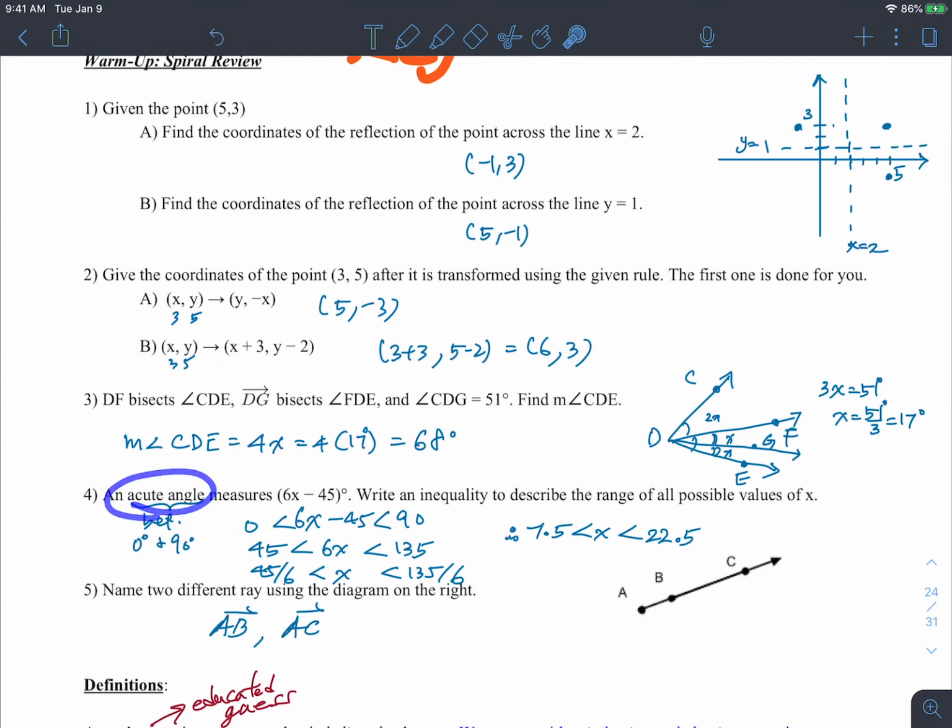Acute angle is between 0 and 90, so set this equal to between 0 and 90 and solve for it. And you should get x is between 7.5 and 22.5.